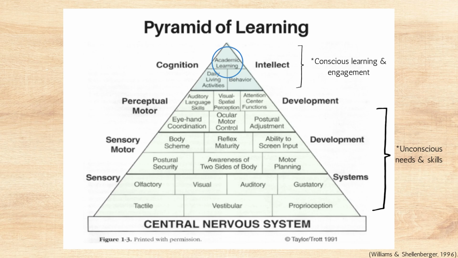From a sensory integration perspective, this means that for academic learning to take place, all of these systems below have to be in order and working together. Everything in green is unconscious. Often we don't even realize it's occurring or how hard our bodies have worked to meet these needs and develop skills. But sometimes students need a little more support to meet these unconscious needs, freeing up their ability and space for conscious learning and engagement.